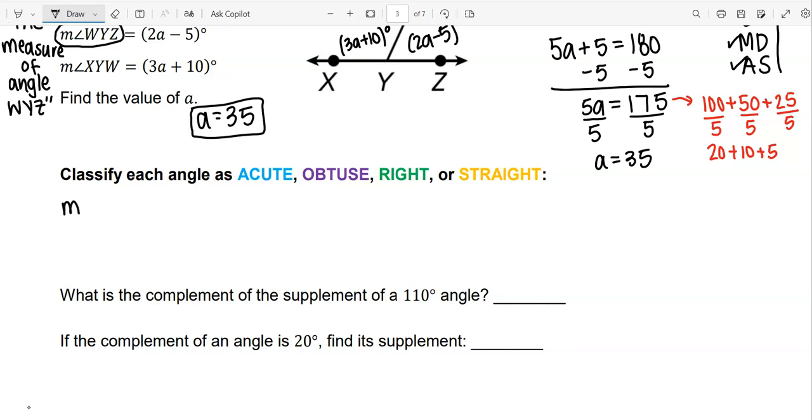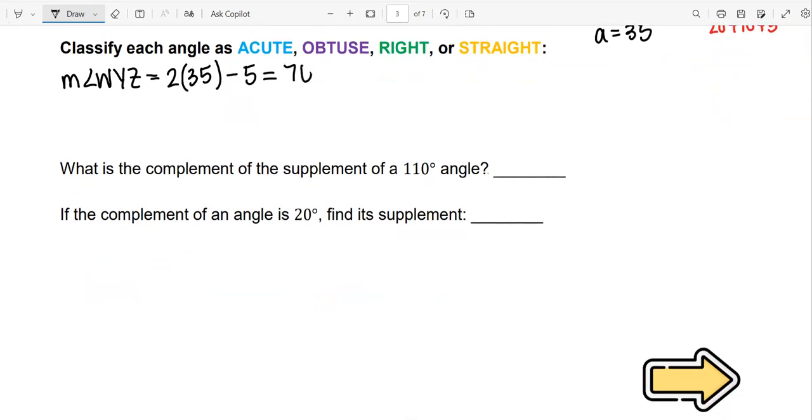So let's say the first equation that they gave us is measure of angle WYZ equals 2A minus 5. What's 2 and A doing right there? Multiplying, so I've got multiplying by A, which is 35, minus 5. This is where you do PEMDAS in order, because you only have numbers. So let's multiply first. What's 2 times 35? 70 minus 5. 65 what? Degrees. That makes angle WYZ what kind? Acute. It is less than 90, so it is acute. Good.